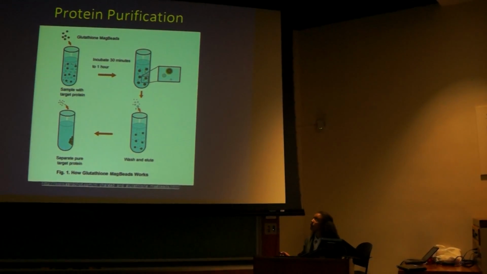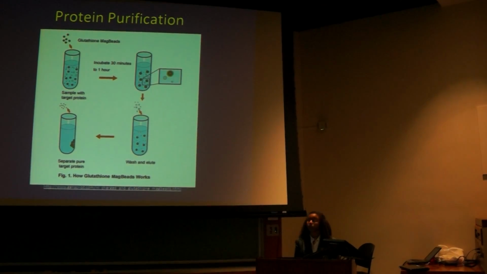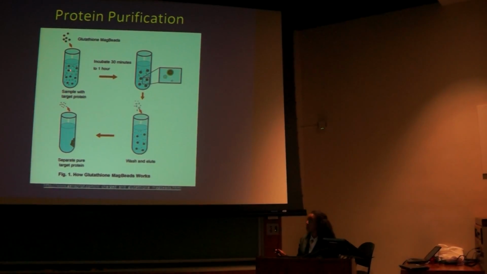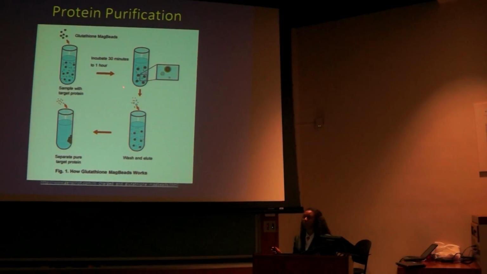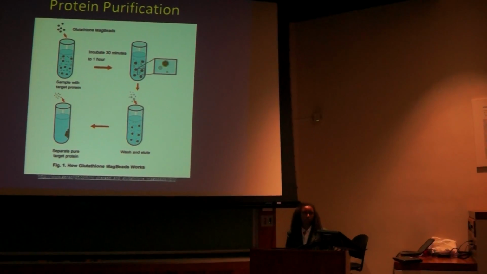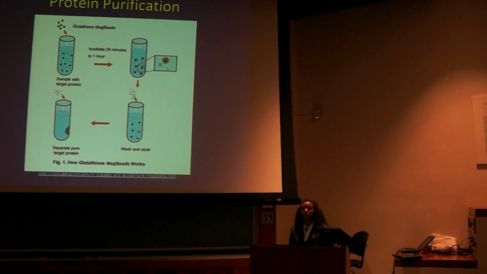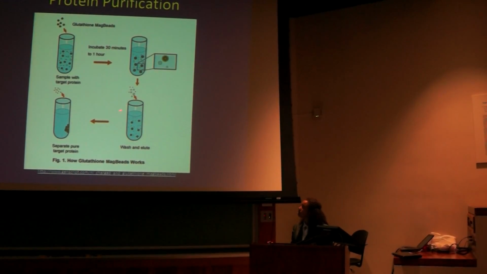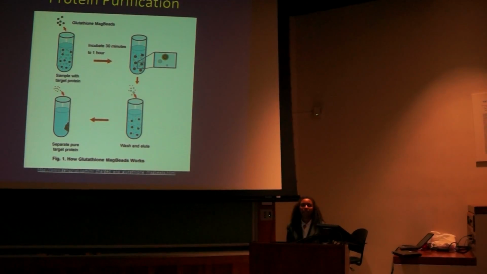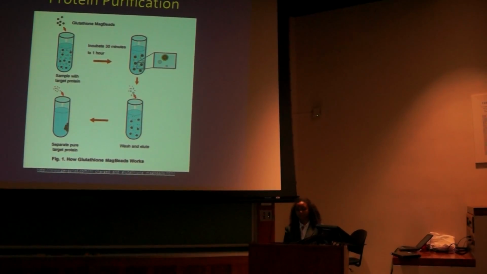Shown here is a picture of the steps to a protein purification. First, we add the glutathione mag beads and then incubate for 30 minutes to an hour. While the mag beads are incubating, they attach to our selected protein. After they're incubated, we wash out the solution of any other impurities and take out our target protein.